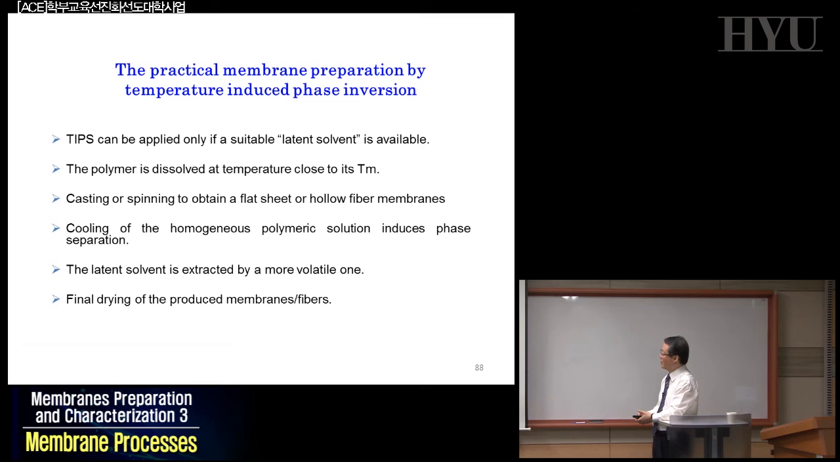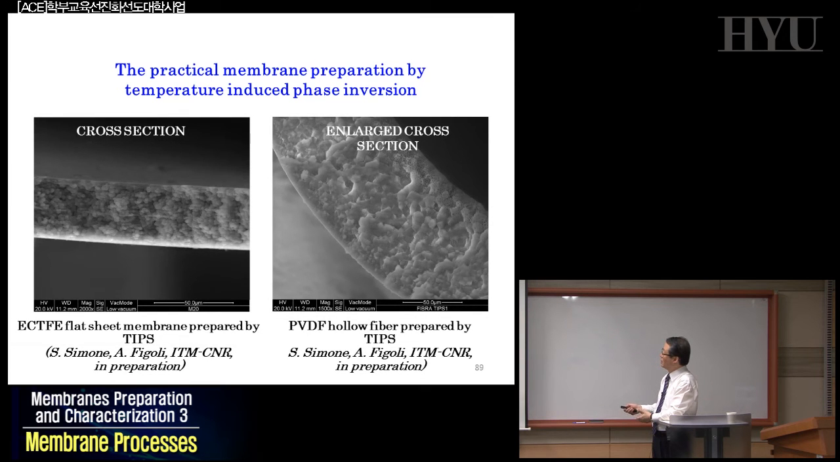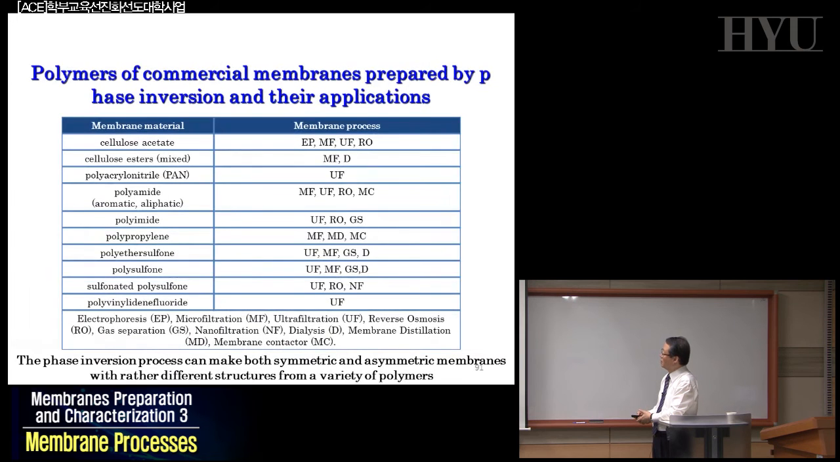Later on anyway, you can make a flat membrane or hollow fiber systems. Again, these are the polymer materials, starting from cellulose acetate, polyamide, polyimide, polypropylene, sulfone, PVDF, and so on. And the membrane processes are written in here.